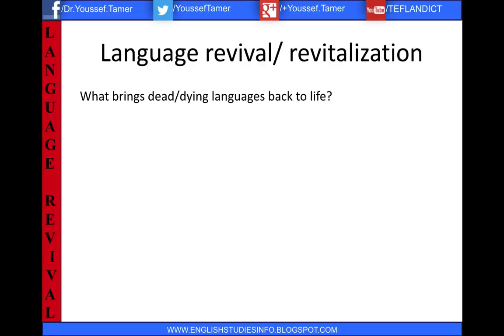Now, what brings dead or dying languages back to life? What are or what could be the reasons that could help the languages that are about to die and help them come back to life? Okay? Help them to get revived, to have vitality again. There are several reasons. I'm going to refer to these reasons via examples from some specific contexts.